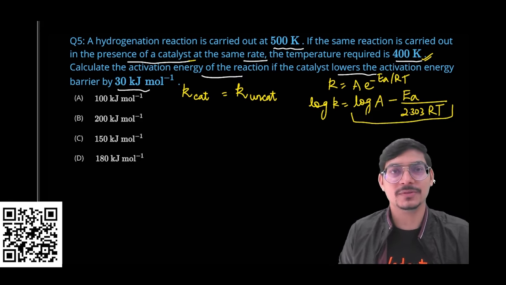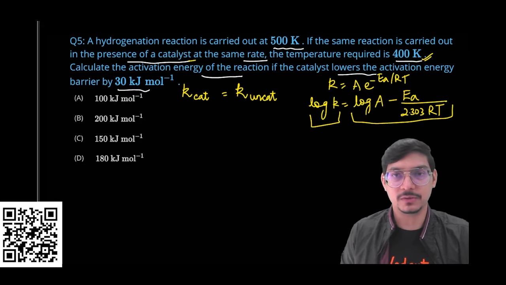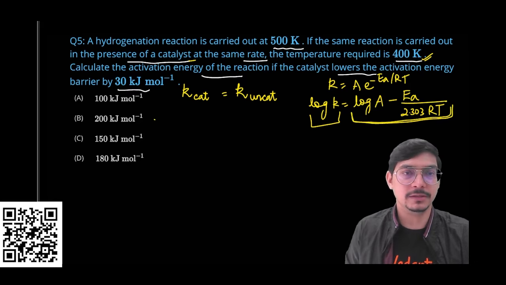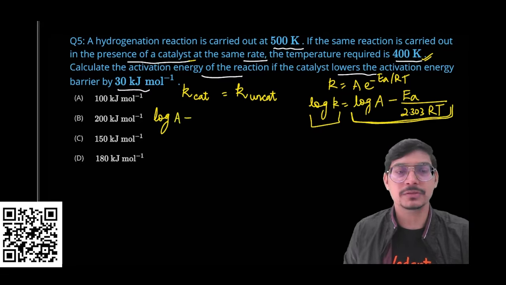Now again, there's an assumption that with and without catalyst, the Arrhenius factor that gives us the number of collisions irrespective of their energy should also be same, right? So if K are equal, log of K must be equal, then the right hand side must be equal. And in the right hand side, we can write log A minus the activation energy in the presence of catalyst, which is 30 kilojoule lower.